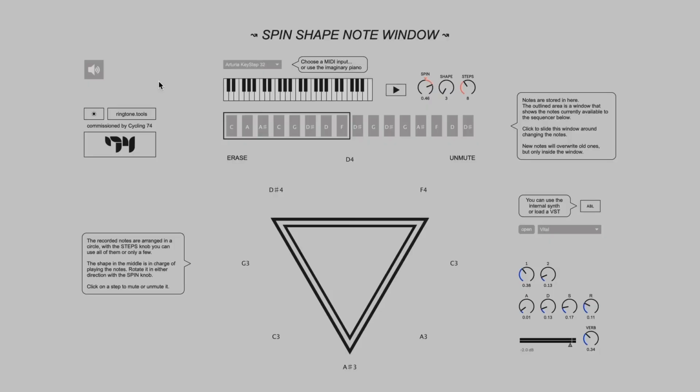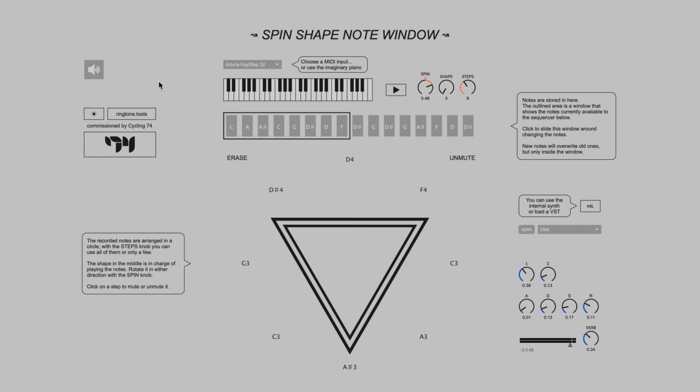Okay, hello, welcome. This is a demo of a Max patch. Cycling74 reached out to me and asked me to make a patch for the release of Max 9, which is out now. And this is what I came up with. It is a MIDI sequencer called Spin Shape Note Window. And this video is going to be a description of what it is and a little bit of a walkthrough of how it works, hopefully explaining a lot, but not so much as to make it terribly long and boring.